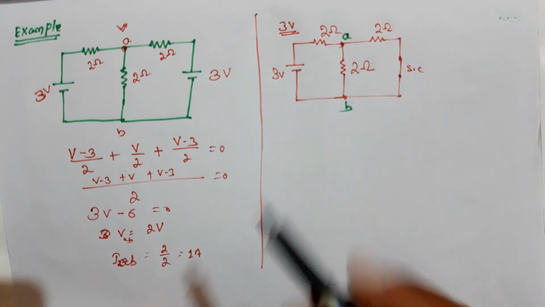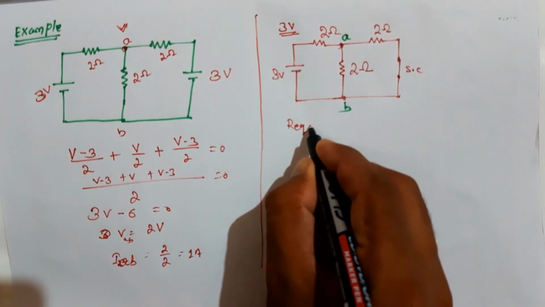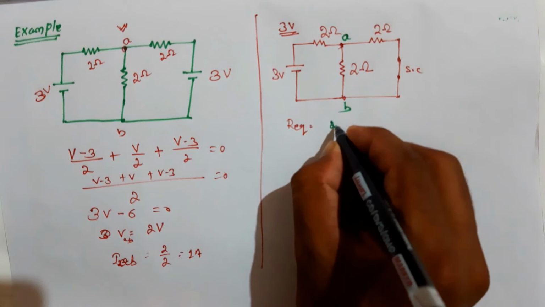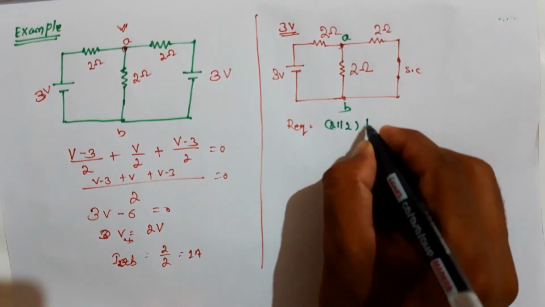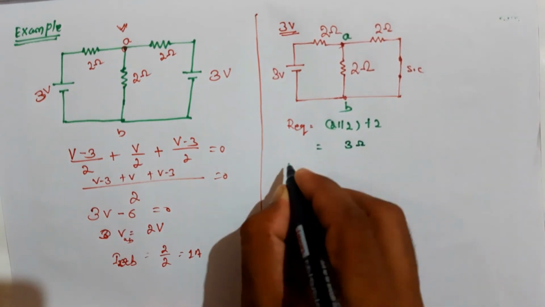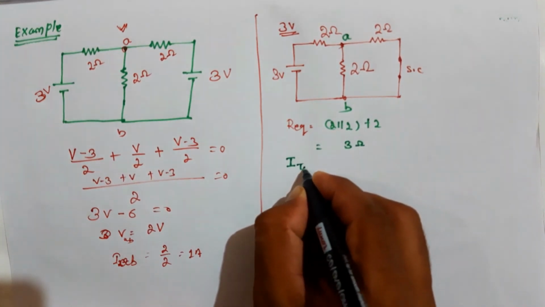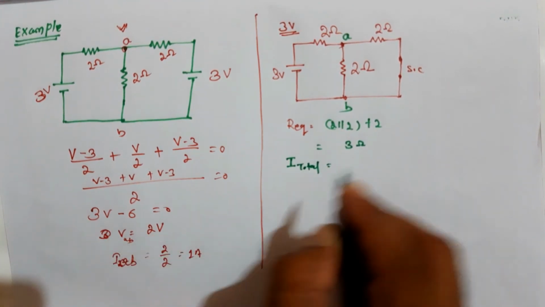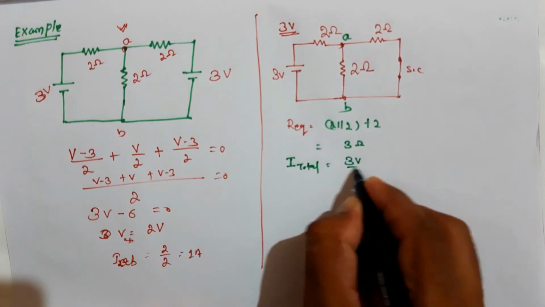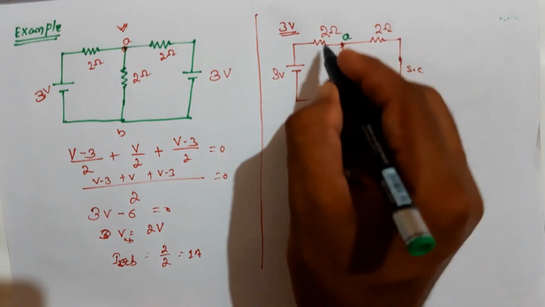Okay, so total current: these two are in parallel, so the total R equivalent is equal to 2 parallel 2 plus 2, that is equal to 1 plus 2, which is 3 ohm. And the total current, let this be I total, is 3 volt divided by 3 ohm, this is 1 ampere, okay, 1 ampere.